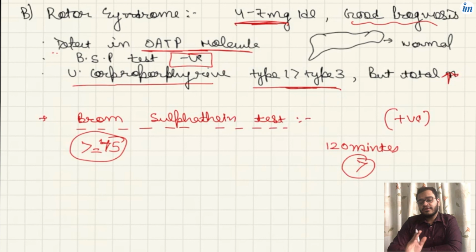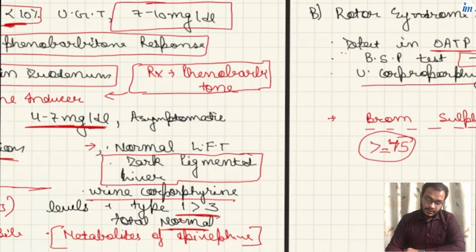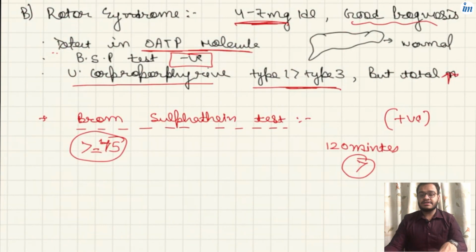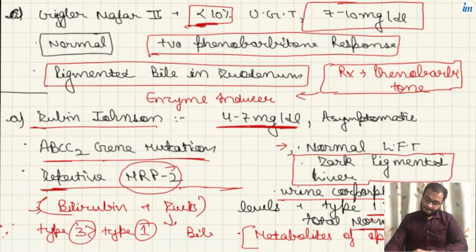You got it? We give the person bromsulphthalein, and we check the blood levels to see how it is being distributed. If the level at 120 minutes is more than the level at the 45th minute, this is known as a positive test, and this is positive in Dubin-Johnson syndrome. The differentiating features between Dubin-Johnson and Rotor syndrome are the urine porphyrin level and the liver pigmentation: we get a dark and pigmented liver in Dubin-Johnson. And this bromsulphthalein test is negative in Rotor syndrome.